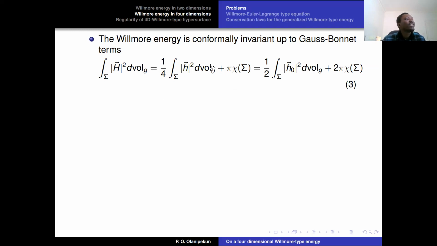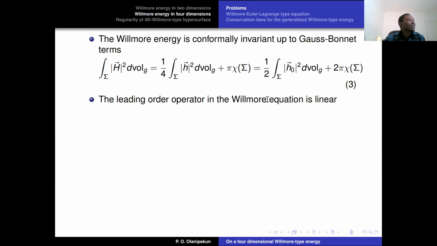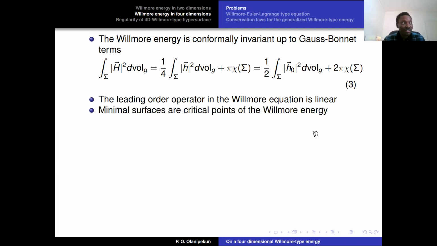Because this is a topological invariant, the critical points of these three energies are the same. So studying the critical points of the Willmore energy is the same as studying the critical points of these other two. So the Willmore energy is actually conformally invariant, up to Gauss-Bonnet, because actually the Willmore energy is not invariant under inversion. Not only that, when you look at the Willmore equation, the leading order operator in the Willmore equation is linear. So that's a fact that we have of the Willmore energy in 2D.